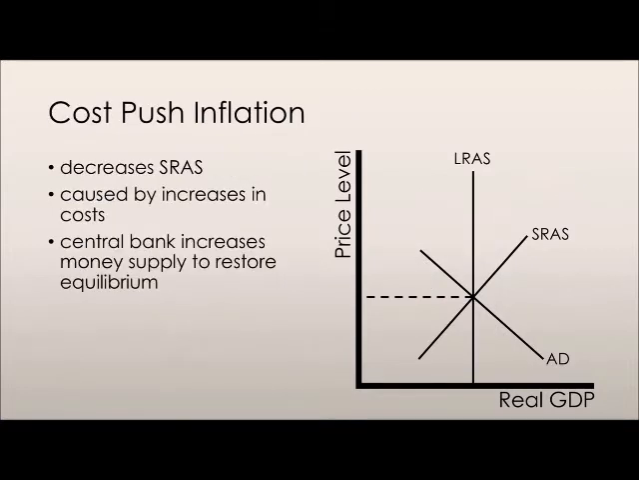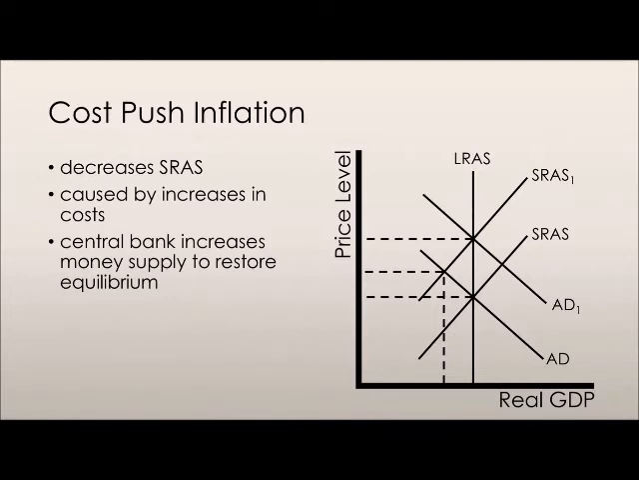Cost push inflation starts when production costs for an economy as a whole increase. An increase in the money wage rate or raw materials could cause such an outcome. The short-run supply curve shifts to the left, resulting in a higher price level and a higher unemployment rate, higher than the natural unemployment rate. In this situation, the central bank increases the money supply to boost aggregate demand in order to restore long-run equilibrium.